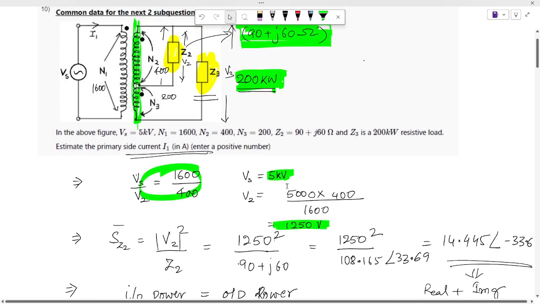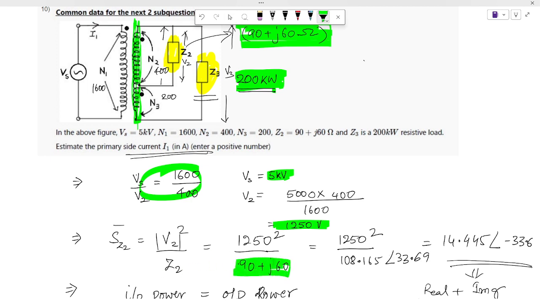Now we need to find the power consumed by load Z2. What is the power consumed by load Z2? Load Z2 is 90 plus j60 ohms. So we will find the power consumed, that will be mod V squared by Z2. It comes out to be 14.445 at an angle of minus 33.6 degrees.